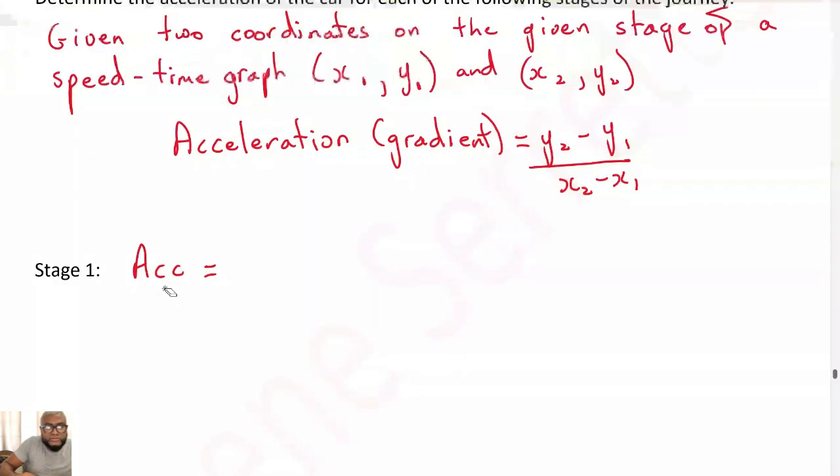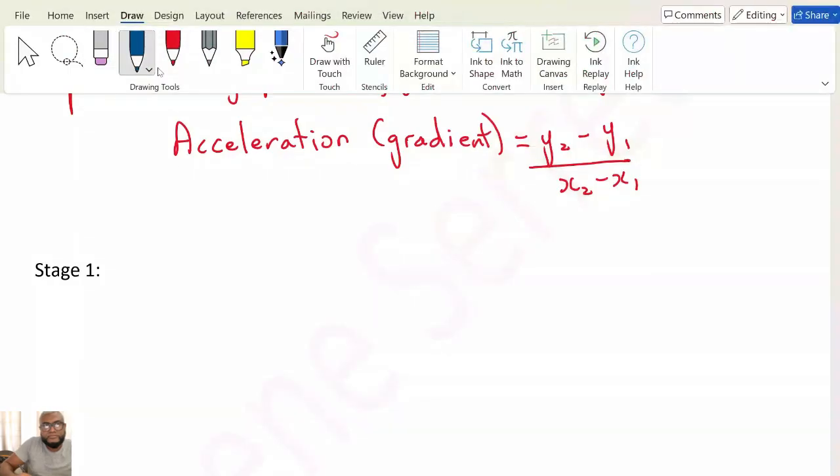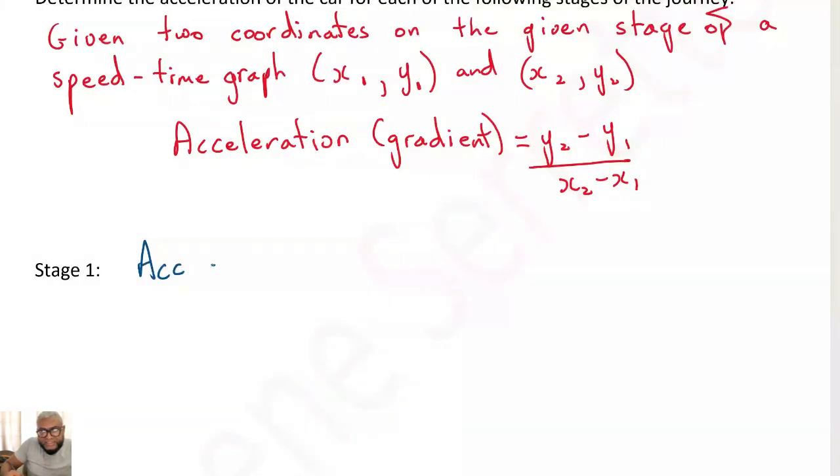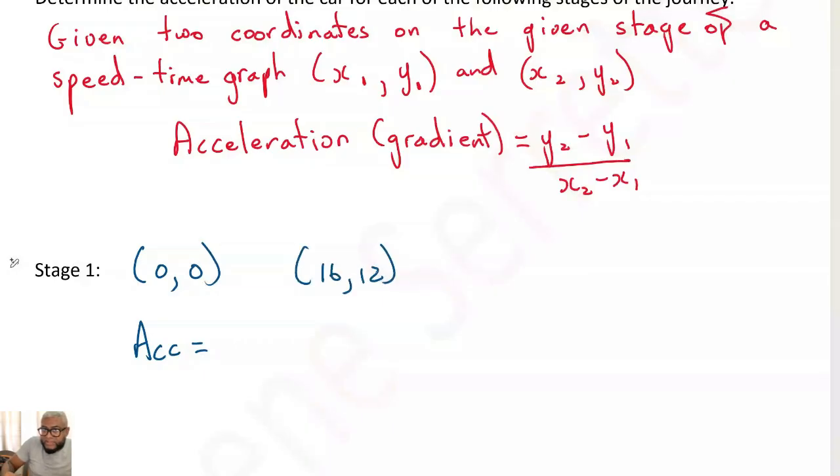So the acceleration, which is your gradient. I want to write in blue. Your acceleration, which is my gradient, would be y2 minus y1 over x2 minus x1. What I should do is write the two coordinates first, right? So we have 0, 0, and we have 16, 12. Pay attention, eh? This here would be my x1. This here would be my y1. This here would be my x2. This here would be my y2. Everybody good there?